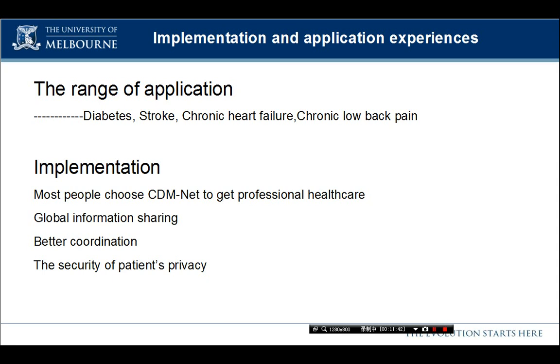About the better coordination, chronically ill patients just need to register once and enter some details of their health, so the system will get a corresponding plan to treat them. The second is the security of a patient's privacy. This is the most important after the system is completed.